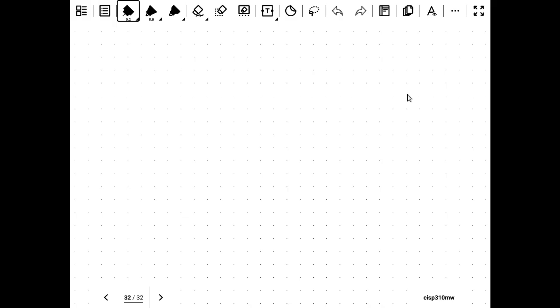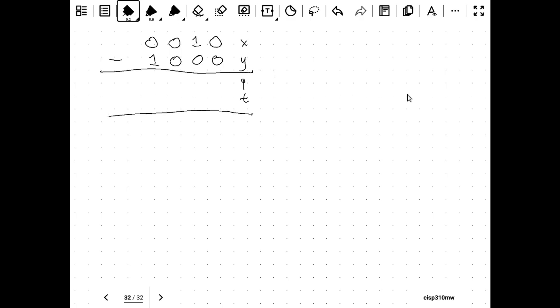Let me pick another one, which is this one here. So we have 0, 0, 10 minus, let me see, 1, 0, 0, 0. So this is x, this is y, q, t, and then finally we have d. 0, 0. So this is a 0, this is a 1, this is a 0, this is also a 1.